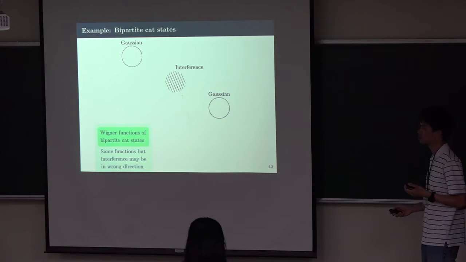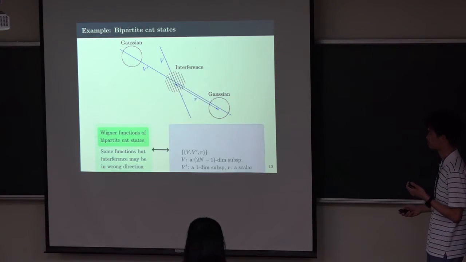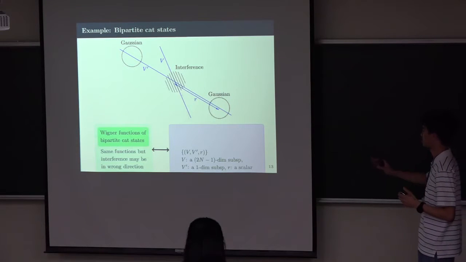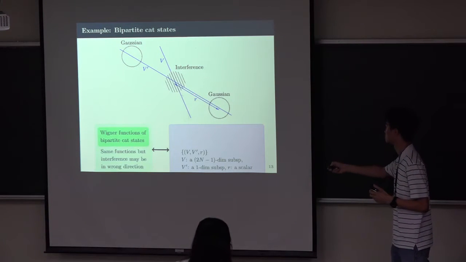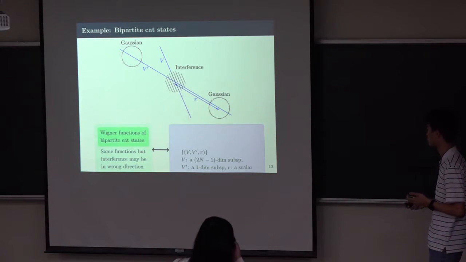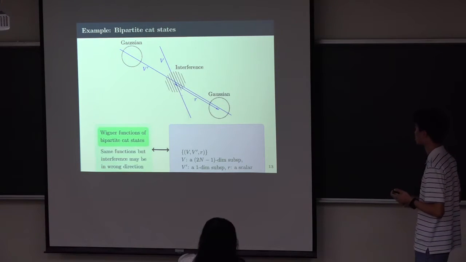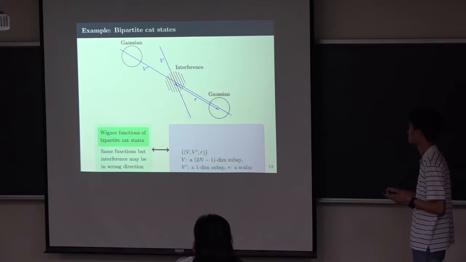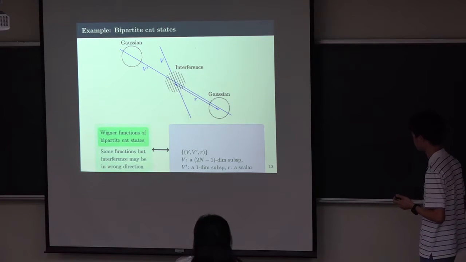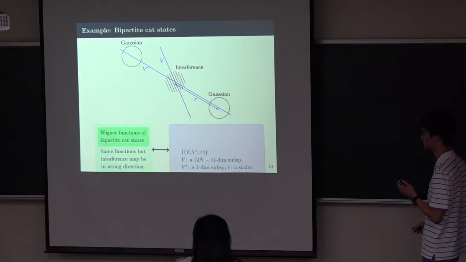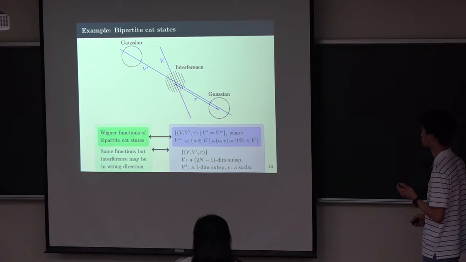And next, we want to parameterize this. So we parameterize this by three parameters. The first one is V, the direction of the interference pattern, and V prime is the line connecting the two Gaussians, and R is the distance between the center and one Gaussian. Now, the validity condition is just when the interference pattern is in the right direction.